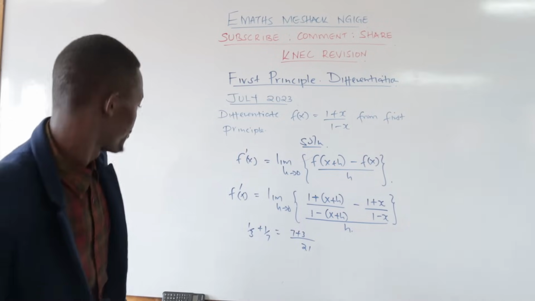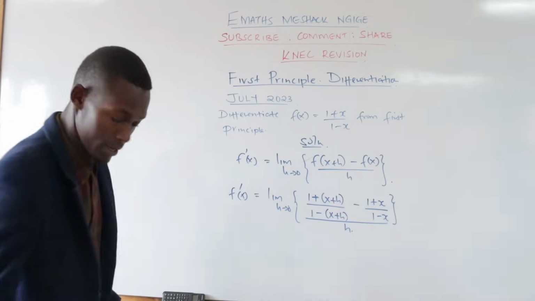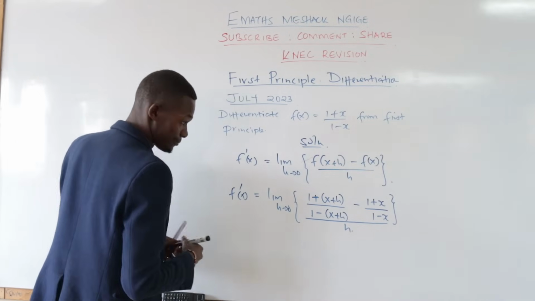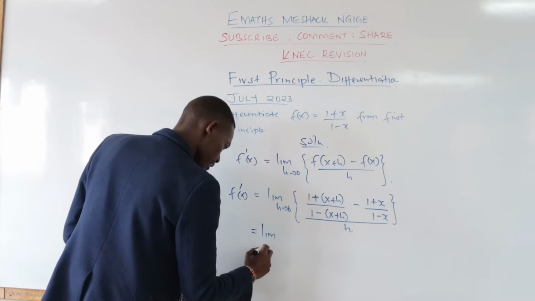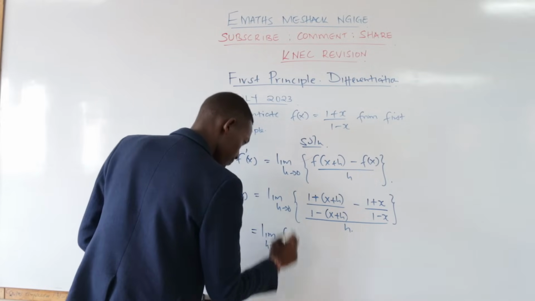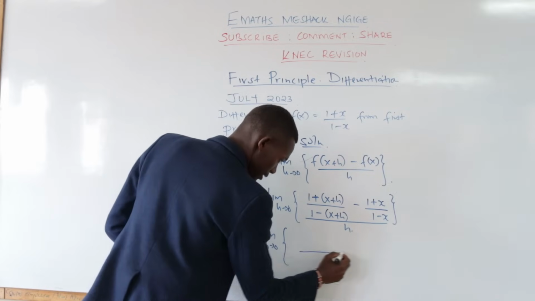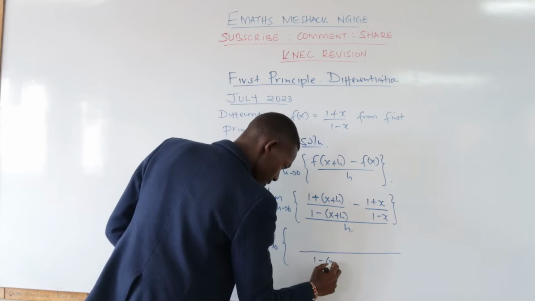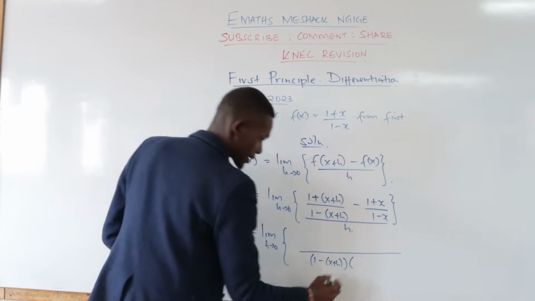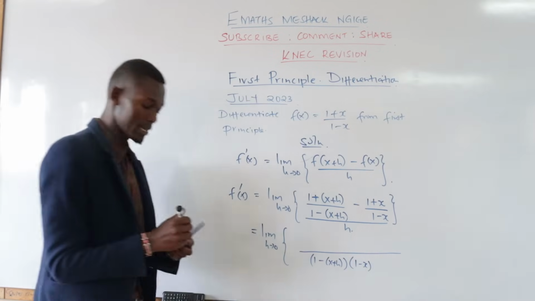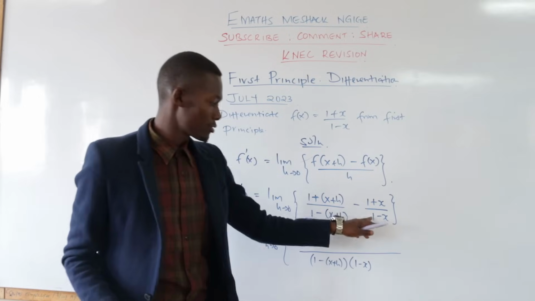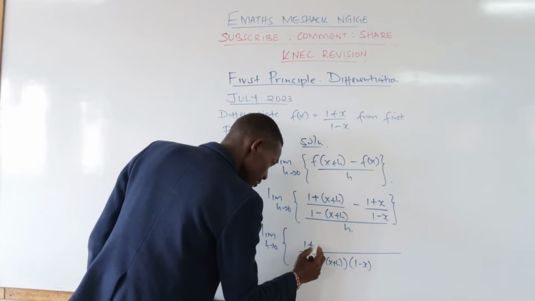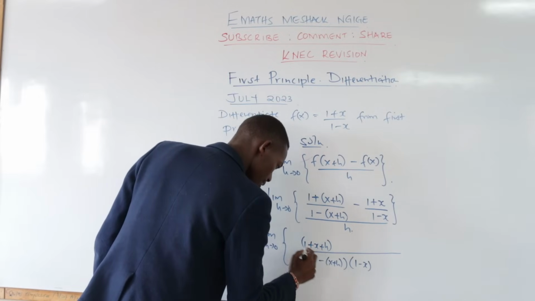So let's apply that and simplify our numerator. We shall have the limit as h tends to 0. The LCM is the multiple of these two denominators, so it is (1 minus (x plus h)) times (1 minus x). That is our LCM. Then these will multiply this term and this will multiply that term. So we can expand this and we shall have (1 plus x plus h), and you can say that is our term.